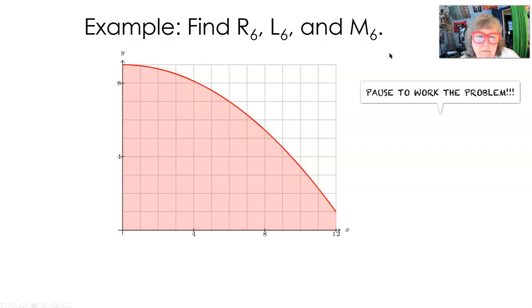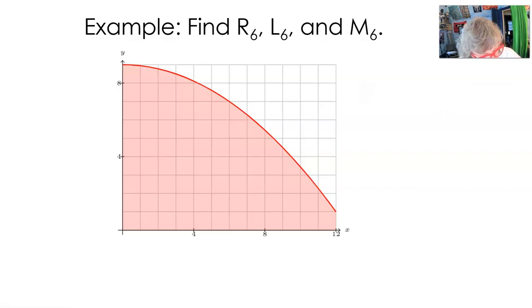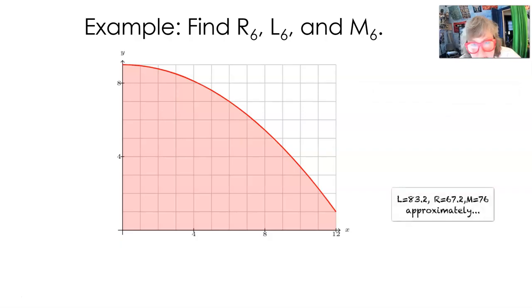I will wait. No, I won't. So you should have gotten that the left is 83.2, the right is 67.2, and the midpoint is 76. If you're not sure how to do that, there's another video that goes through how to work those examples.